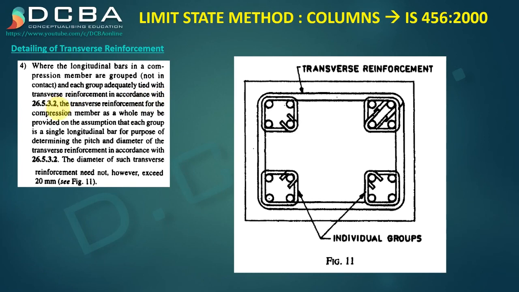accordance with 26.5.3.2. The transverse reinforcement for the compression member as a whole may be provided on the assumption that each group is a single longitudinal bar for purpose of determining the pitch and diameter of the transverse reinforcement in accordance with 26.5.3.2. The diameter of such transverse reinforcement need not exceed 20 mm. So what it is saying is that when you want to determine the properties of this transverse reinforcement, that is the one that will go around all these groups, then at that time individual groups that are shown here can be considered as a single reinforcement.